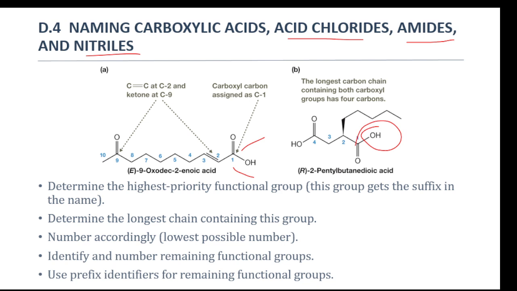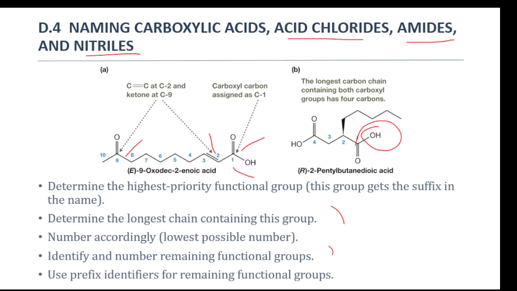You're going to determine your longest chain containing that group, of course. You're going to number accordingly, lowest possible number to the carboxylic acid. Notice that the carboxylic acid is basically always going to end up being a 1 or the last carbon. Because again, we're taking up 3 of the bonds on that carbon, aren't we? Okay? All right, so identify and number the remaining functional groups. In this case, we have the double bond here, and we have that carbonyl, which is going to end up being an oxo group, right? Because that one is the prefix for that carbonyl.